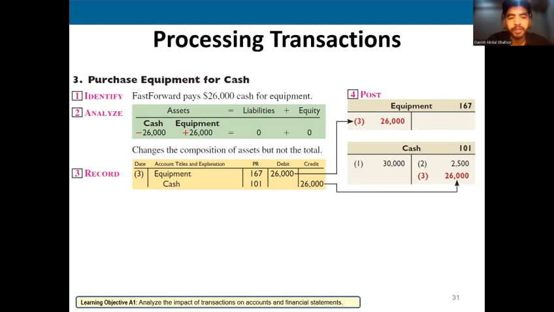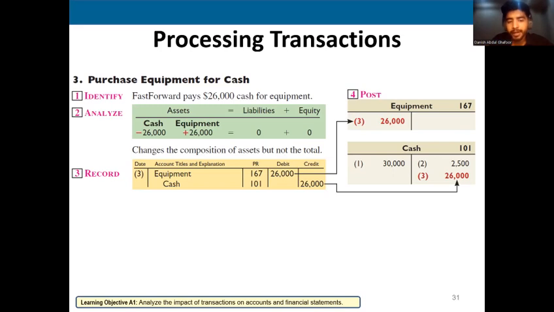Third is purchase equipment for cash. Fast Forward pays $26,000 cash for equipment. So equipment increased by $26,000 and cash decreased by $26,000. And we can see, recording equipment increased $26,000.